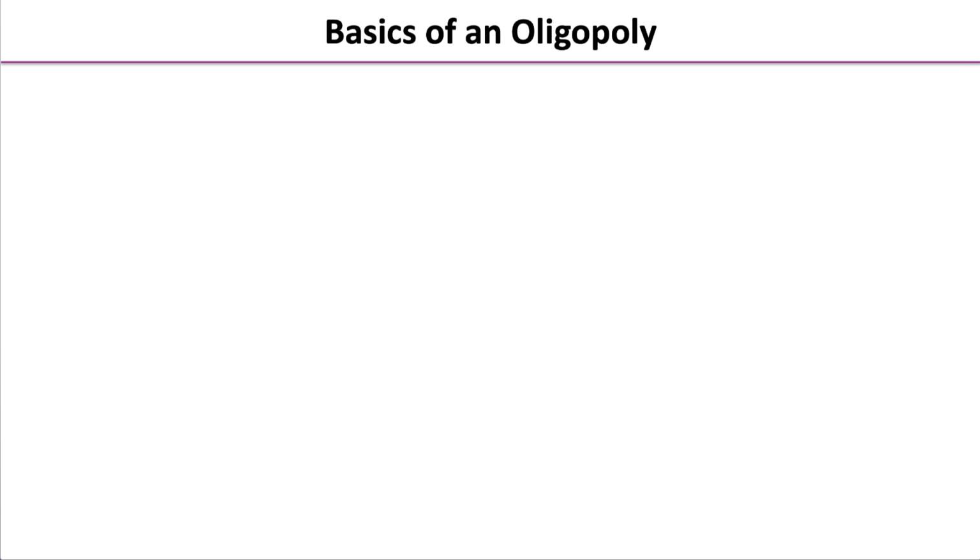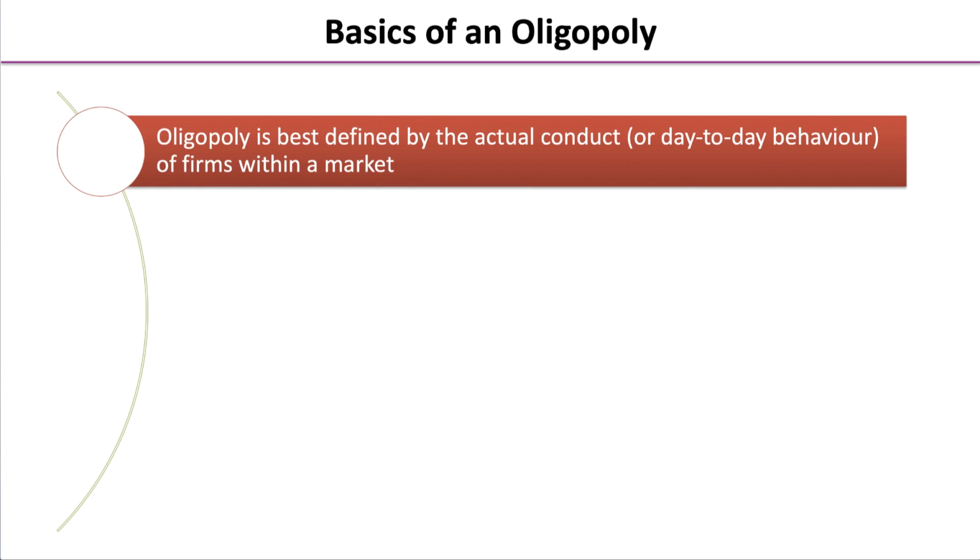So now we've explored some key words that are associated with this market structure, we're going to go through some basics of what an oligopoly is. Firstly, this form of market structure is best defined by the actual conduct. In other words, the actual day-to-day behaviour of businesses within that market.